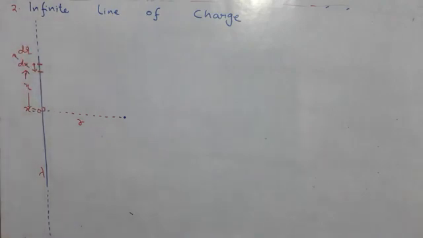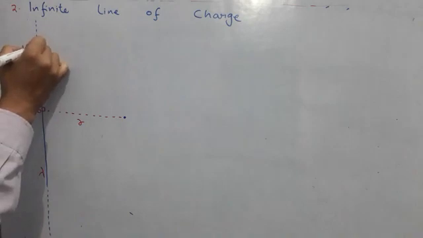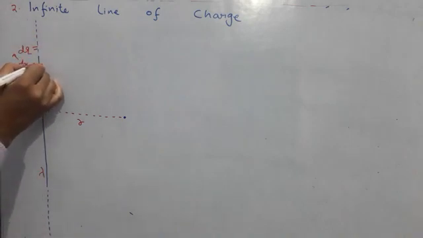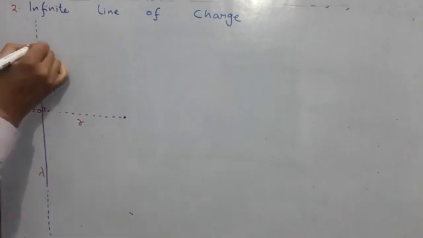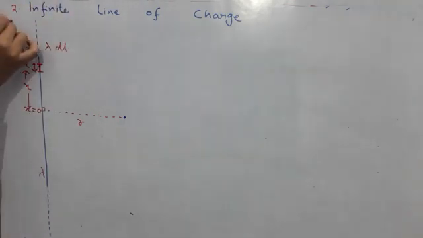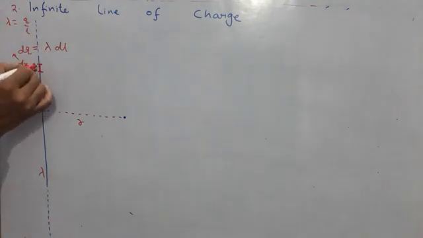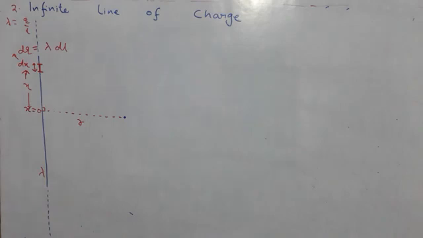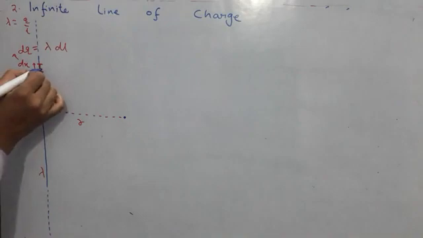And it will have some charge, say dq. Charge on it, we'll take it as dq. Now since lambda is the charge per unit length, you can write, students, that the charge on this particular element will be lambda times dl. Because lambda is charge per unit length, charge will be lambda into length. So lambda into this length dl is the total charge on that particular element.